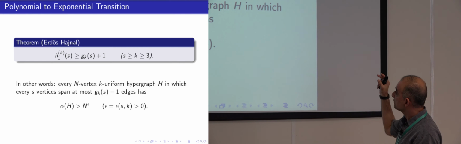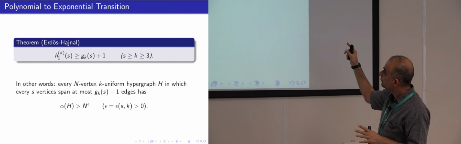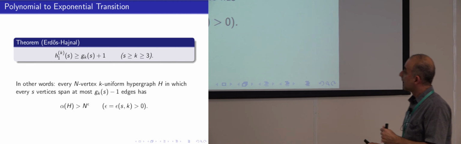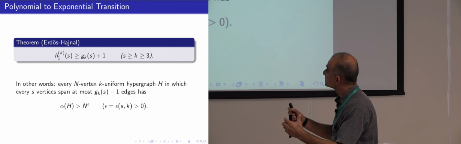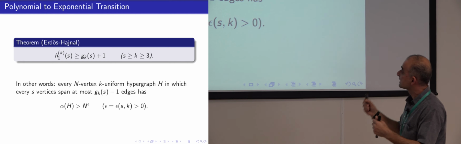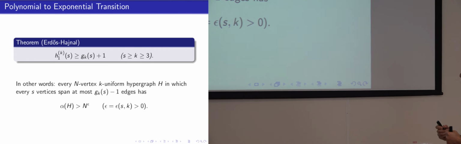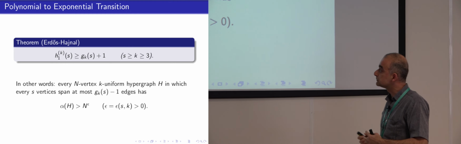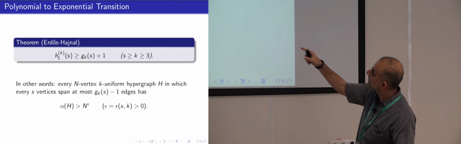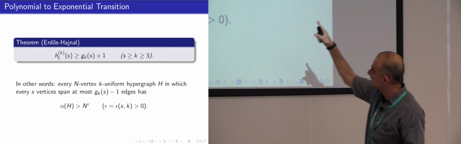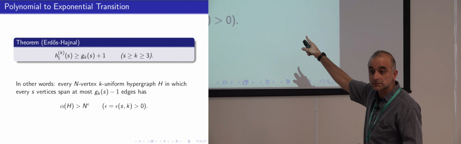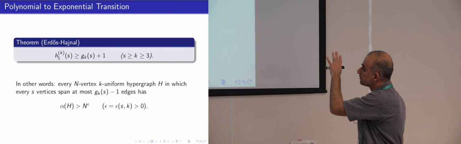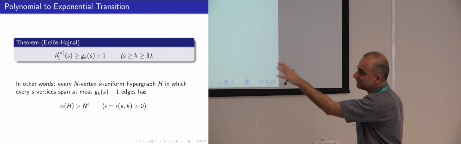So in human language, what they proved is that every n vertex k uniform hypergraph which is sparse, and sparse means every S vertices have at most G sub k of S minus 1 edges, has a big independent set. And a big independent set means polynomial. So the meaning of this first threshold being at least G is this statement. And this is, as I said, surprisingly easy to prove even though it involves this recursion.